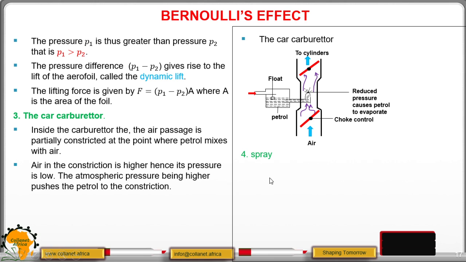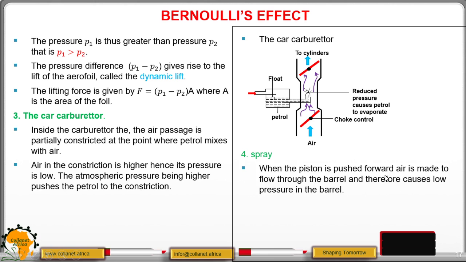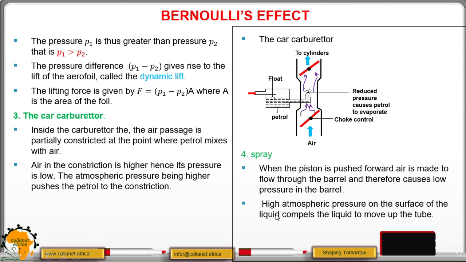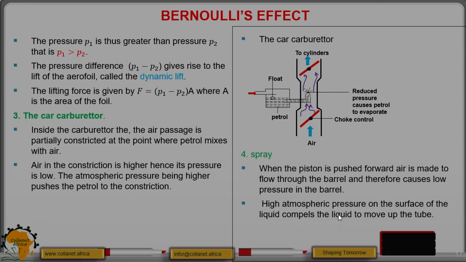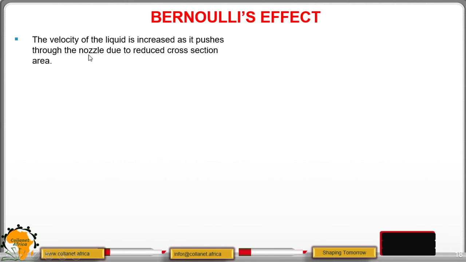Then we have the spray. When the piston is pushed forward, air is made to move into the barrel, and therefore this causes low pressure in the barrel. High atmospheric pressure on the surface of the liquid compels the liquid to move up the tube. The velocity of the liquid is increased as it pushes through the nozzle due to reduced cross-section area.